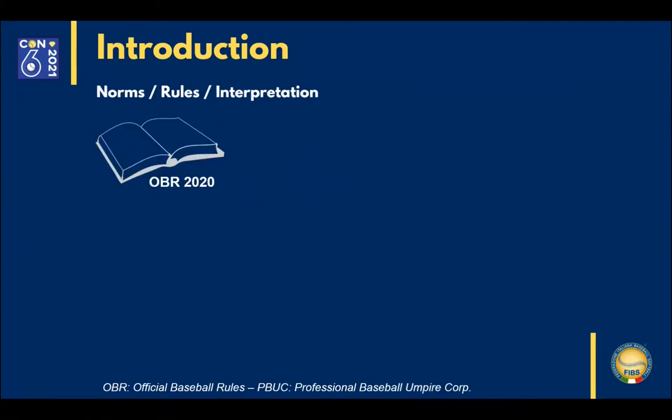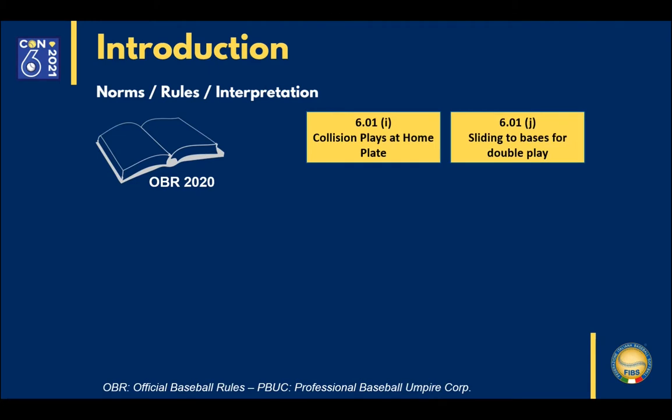So here we are now and talk about some norms, rules, and interpretations. Let's briefly start with a look at some history and numbers. The collision rule was introduced in 2014 to the official baseball rules, and the double play slide rule was introduced in 2016, so 2 years later. Where do you find it in the rules? It's in 601I, collision plays at the home plate, and 601J, sliding to bases for double play.